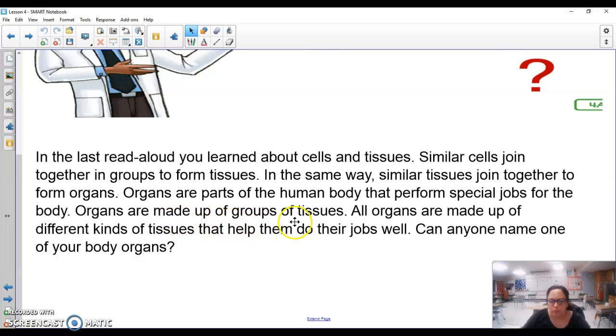Organs are made up of groups of tissues. All organs are made up of different kinds of tissues that help them do their jobs well. Can anyone name one of your body organs? We have an awful lot of them.